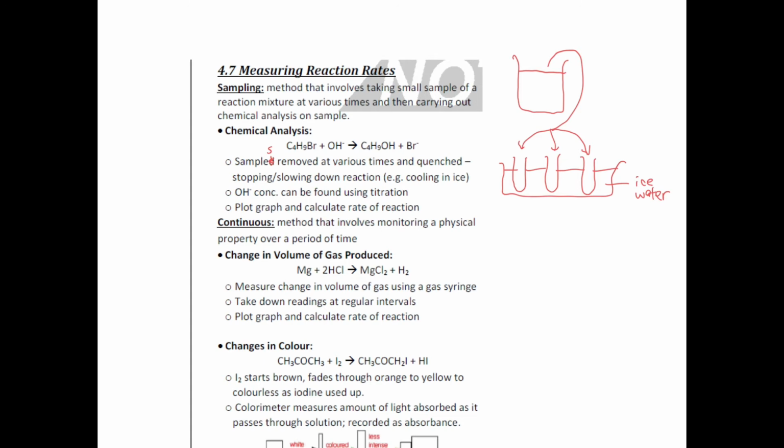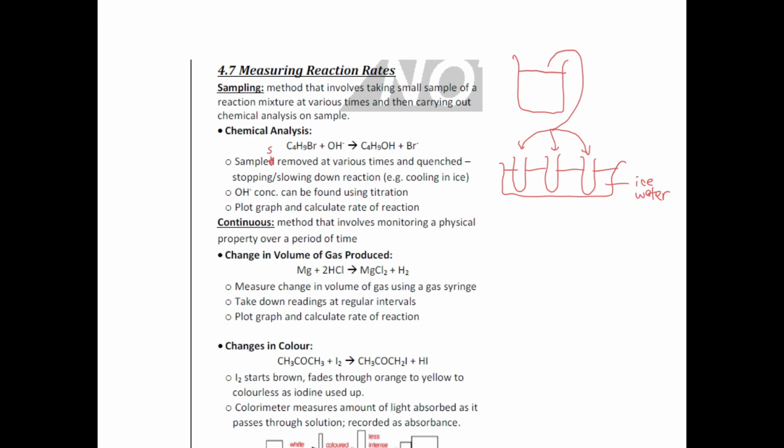Continuous method involves monitoring a physical property over a period of time. So for example, you have a container where the chemicals react, and you can just check, for example, the change in volume of gas produced.